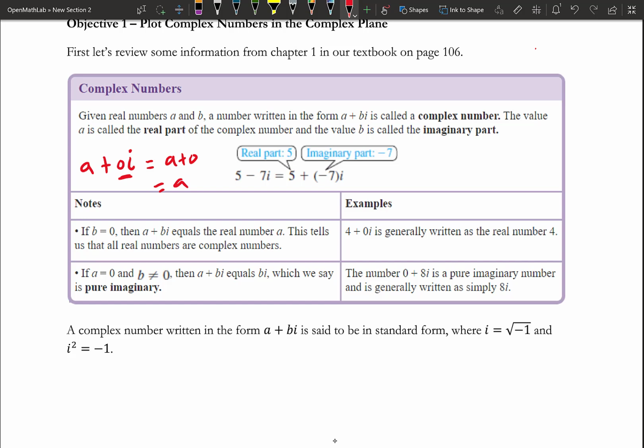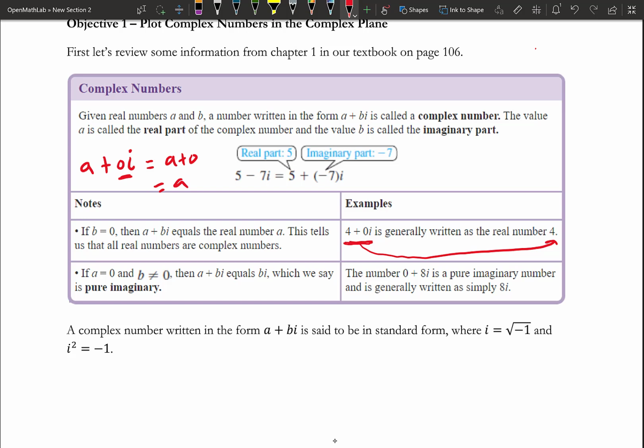Right, so that's what that's telling us. So this tells us that all real numbers are complex numbers, right? Because if you have a real number, let's say n, then you could just let a equal n and b equal 0. So here's an example: the real number 4 plus 0i is a complex number, but typically we write it just as the real number 4, right?